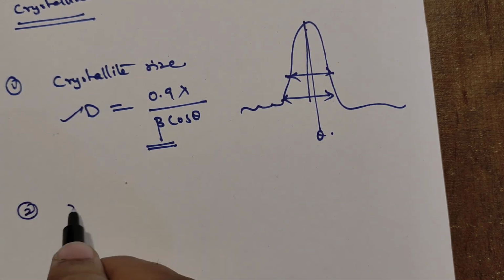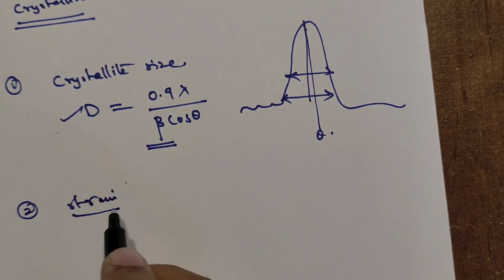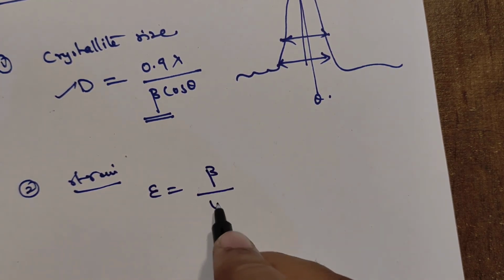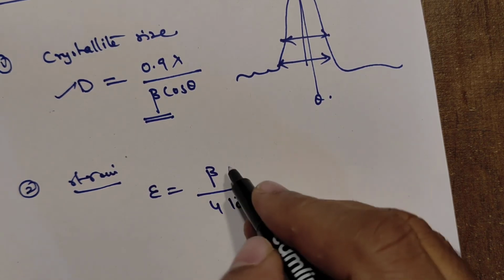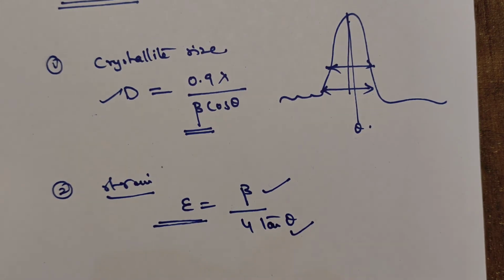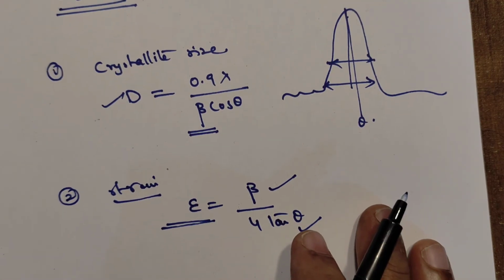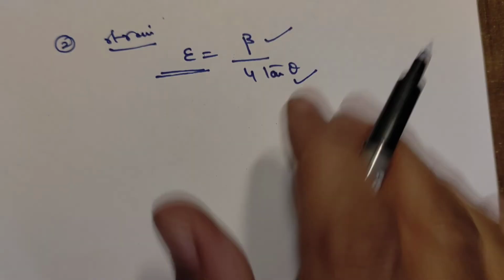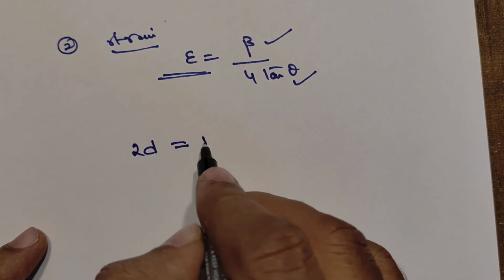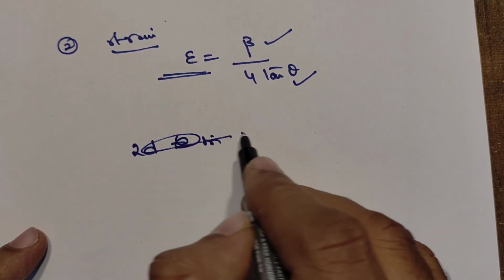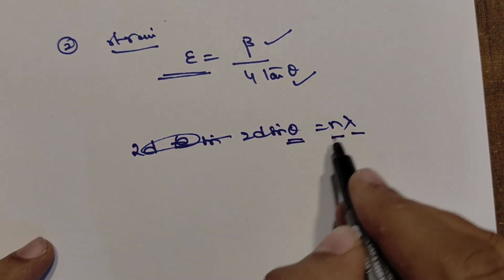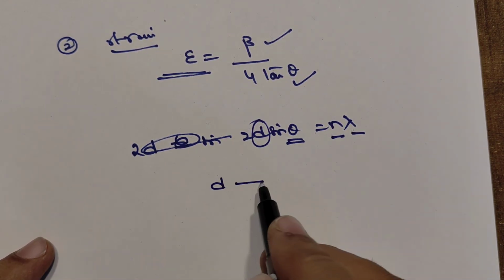And second one, strain, that is deformation within the material, can also be measured: epsilon equals beta by 4 tan theta. By using the same beta value and theta value, it is possible to measure the strain parameter. In addition, it is also possible to measure the interplanar spacing d value by using the condition 2d sin theta equals n lambda. By knowing theta, lambda and n, it is possible to measure the d value.